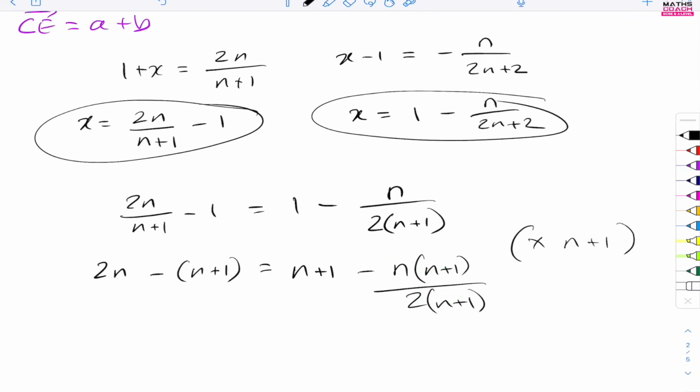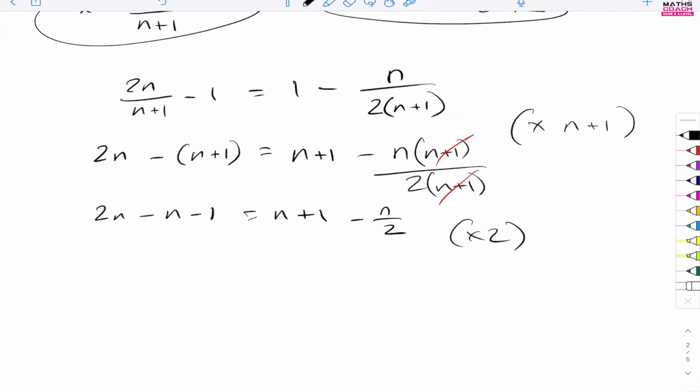Okay, so we can have 2n minus n minus 1. All I've done is just expand that out with the negative sign outside. That's why this is a negative. And then this would be n plus 1. And I said that these two will cancel. Okay, so that just leaves me with minus n over 2. Now I want to get rid of this 2. What do I do? I'll multiply everything by 2. So this 2 will multiply this by 2, this by 2, this by 2, and this by 2 as well.